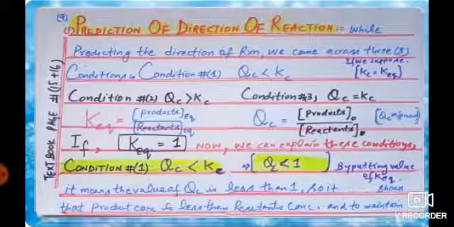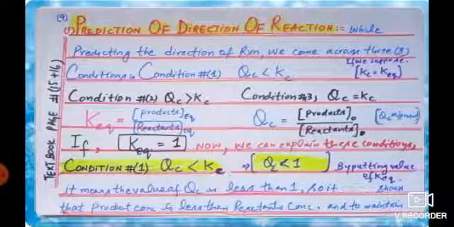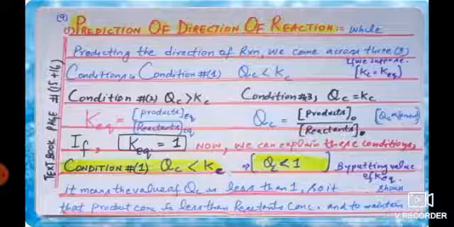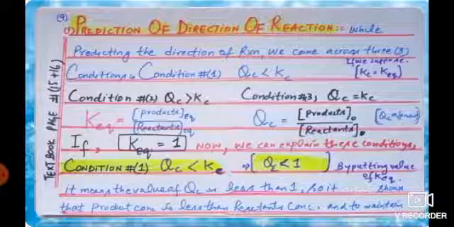Now number one, which we will take, is the prediction of direction of reaction. When we are going to predict the direction of reaction, we come across three conditions. We will compare the Qc and the Kc value. The first condition is that in which the Qc value will be smaller than Kc. The second is in which the Qc value will be greater than the Kc value. And the third condition is in which Qc will be equal to Kc. Now we will discuss them one by one in detail.